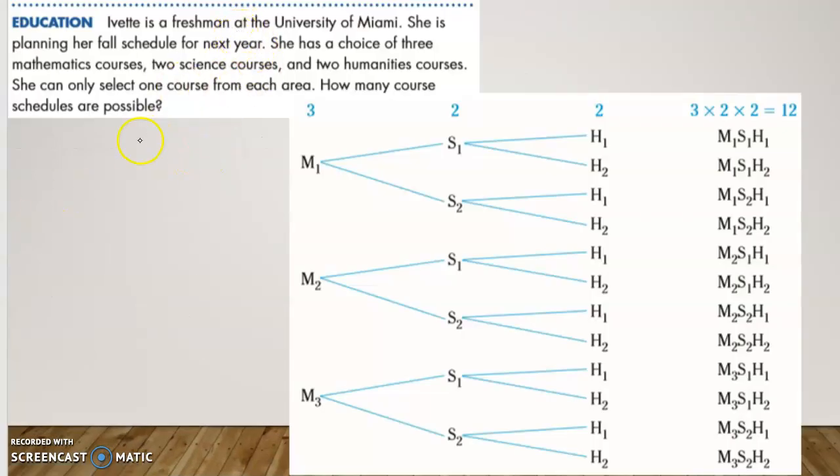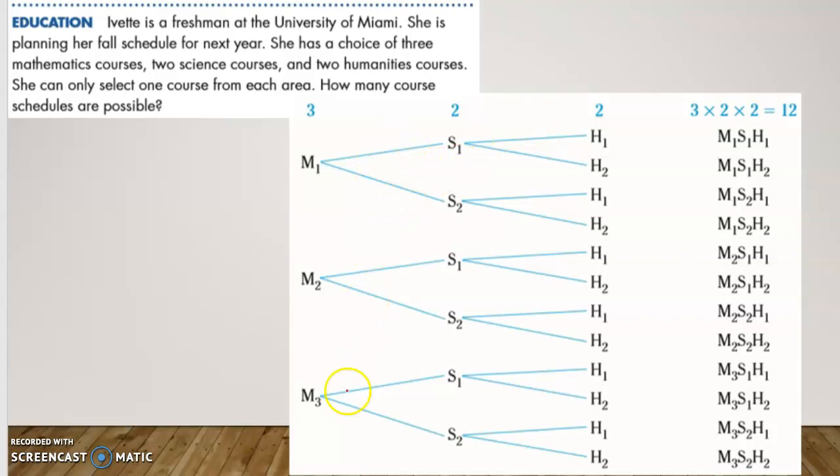Yvette is a freshman at the University of Miami. She's planning her fall schedule next year. She has a choice of 3 mathematics courses, 2 science courses, and 2 humanities courses. She can only select 1 course from each area. How many course schedules are possible?